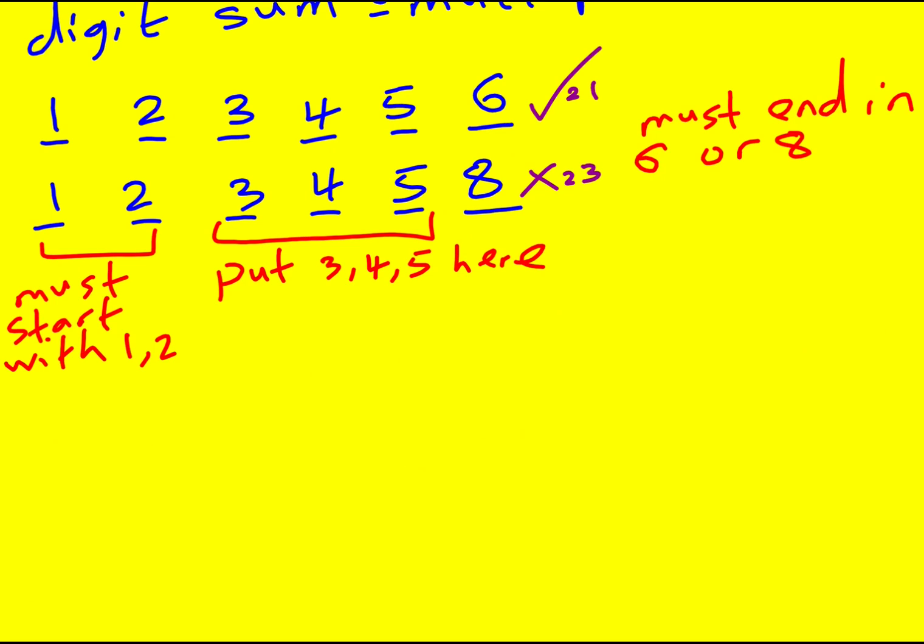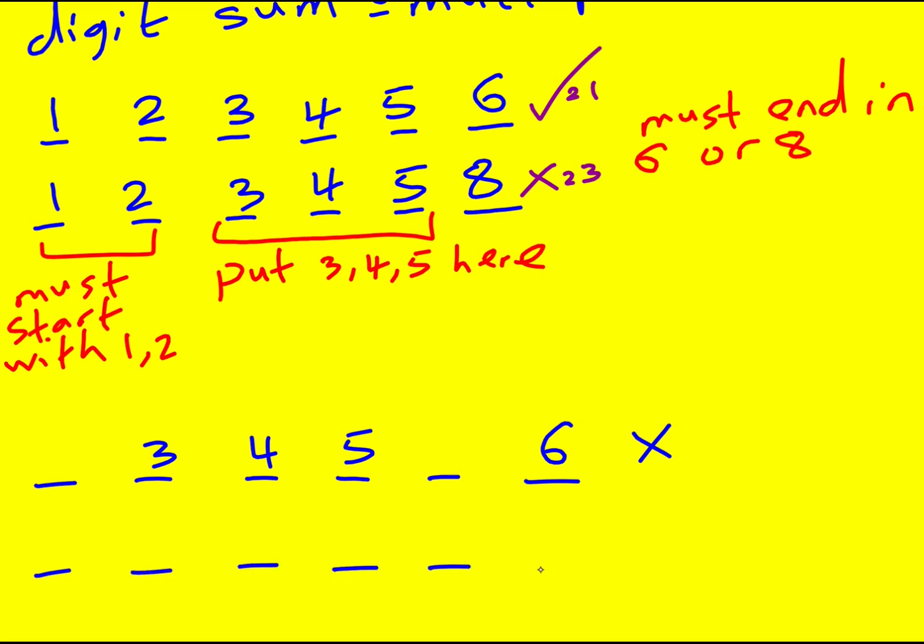We can just work our way through it like this. So next, 1, 2, 3, 4, 5, 6. We can put the 3, 4, 5 here. Now this time we can't put a 6 in. That's not going to be possible because we can't put anything here. So it's got to end in an 8.